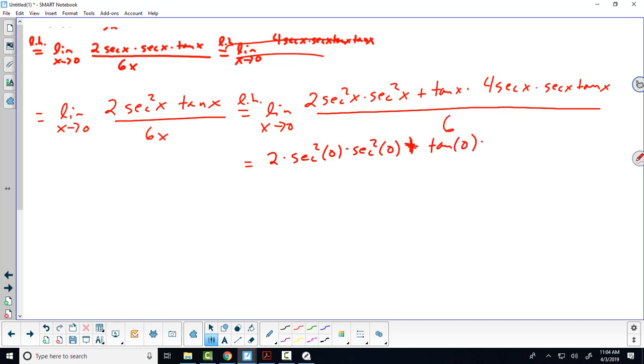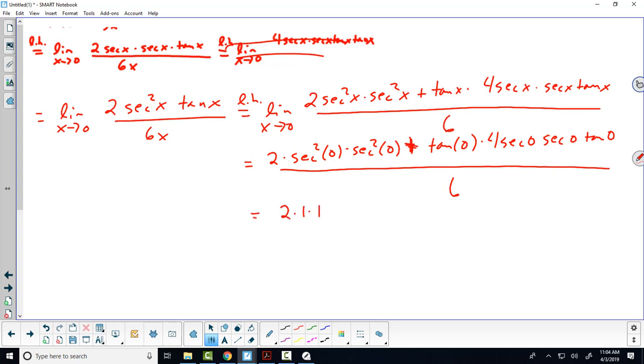of 0 times 4 secant 0, secant 0, tangent 0, but remember that the tangent of 0 is what? 0. But the secant of 0 is 1, so we get 2 times 1 times 1 plus 0 over 6, which gives us 3 over 6, which gives us a half. Wait, what? Isn't it 2 over? Oh, sorry, which gives us 2 over 6, which gives us a third. Thank you, Caleb.